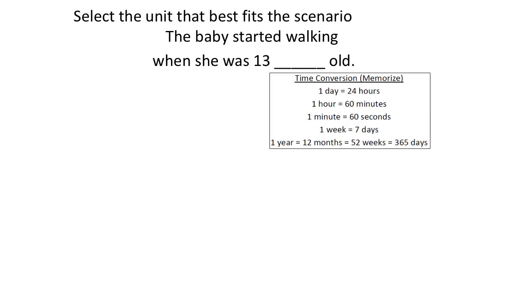60 seconds is a minute, 60 minutes is an hour, 24 hours is a day, and 7 days is a week. If it's a year, then usually they'll tell you, they'll say, make the assumption that it's 365 days a year. That way you don't have to worry about is it a leap year or something like that. So select the unit that best fits the scenario.